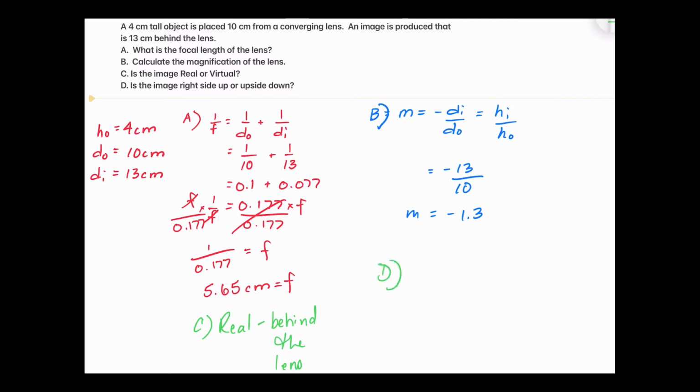Okay, and then for part D, the way to tell whether an image is right side up or upside down is to look at the height or the magnification. Basically, if the height is negative, or HI over HO is negative, or this image height is negative, you're going to have an upside down image. Or if that magnification is negative, you're going to have an upside down image. So we'll say upside down, and I'll write a negative. Okay, and that's how you solve those type of problems.